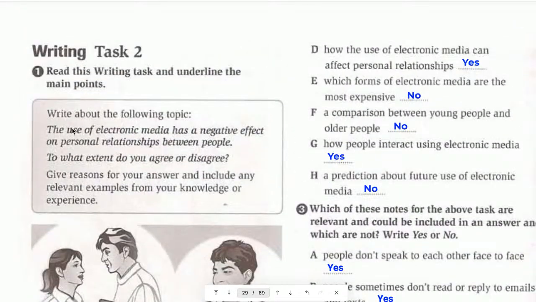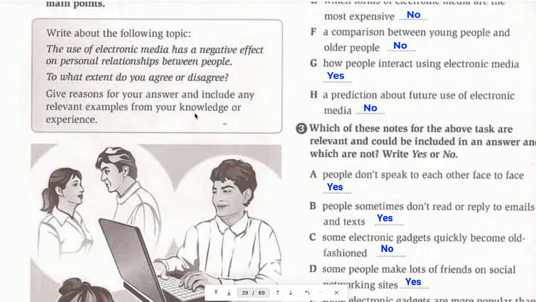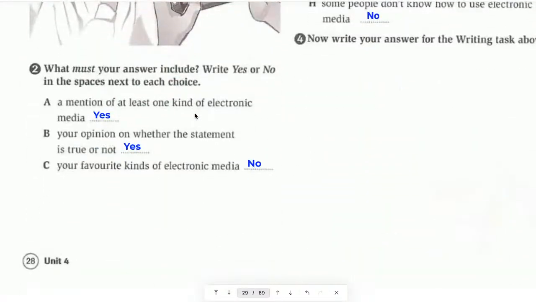Why is that? Because here they say the use of electronic media has a negative effect on personal relationships between people. Of course, the topic here is about electronic media. So in the body or somewhere, you must mention at least one electronic media, because it's very common these days. And it's really related to the topic. So definitely you have to mention it. Now B, Quỳnh Hương.